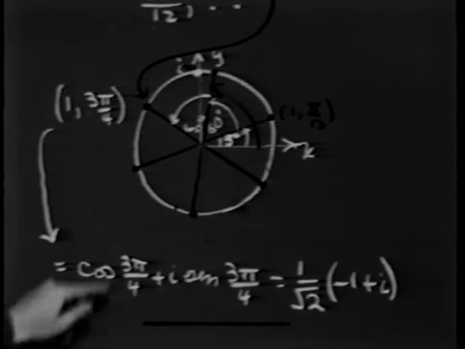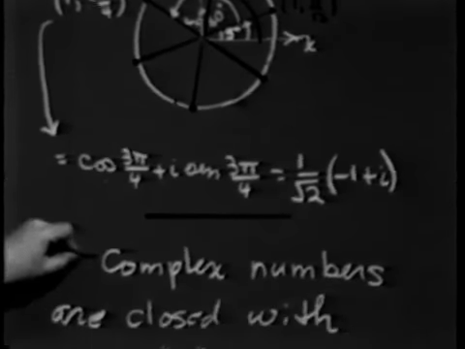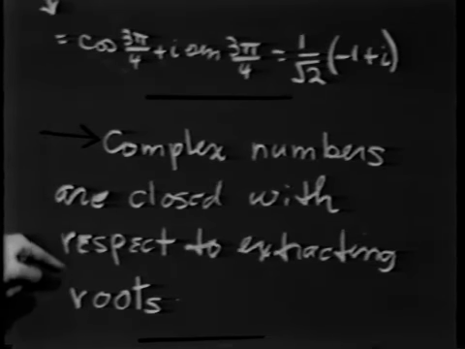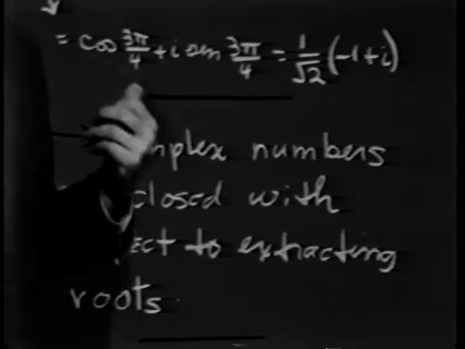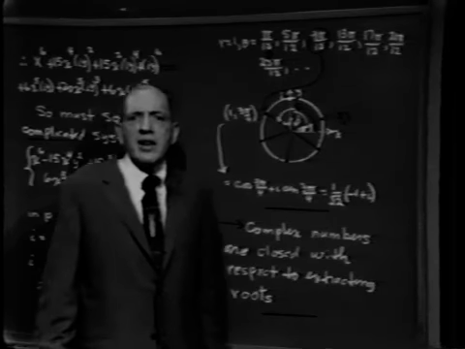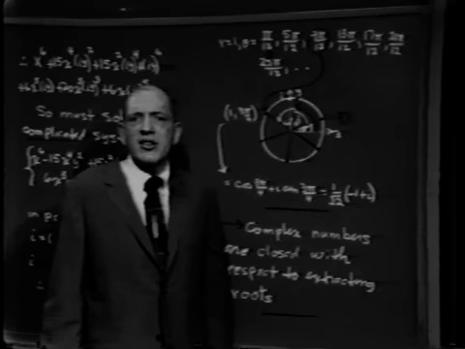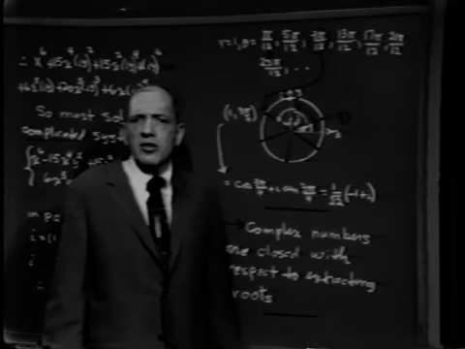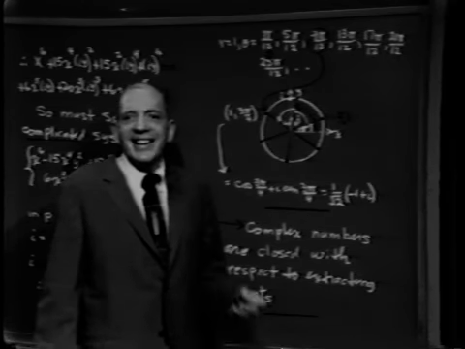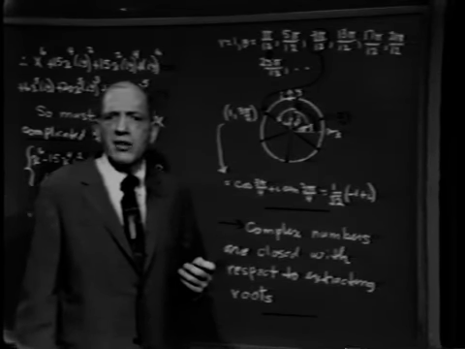Now, you see, I just picked one particular example, but this would have worked for any roots that I wanted to extract, and this is very important from a mathematical point of view. The complex numbers are closed with respect to extracting roots, and let me summarize that for part of today's lesson. One of the reasons that we had to invent the fractions after we knew the integers was the fact that the integers were not closed with respect to division, that the quotient of 2 integers didn't have to be an integer. One of the reasons that we had to invent the complex numbers after we had the real numbers was that the real numbers were not closed with respect to extracting roots.